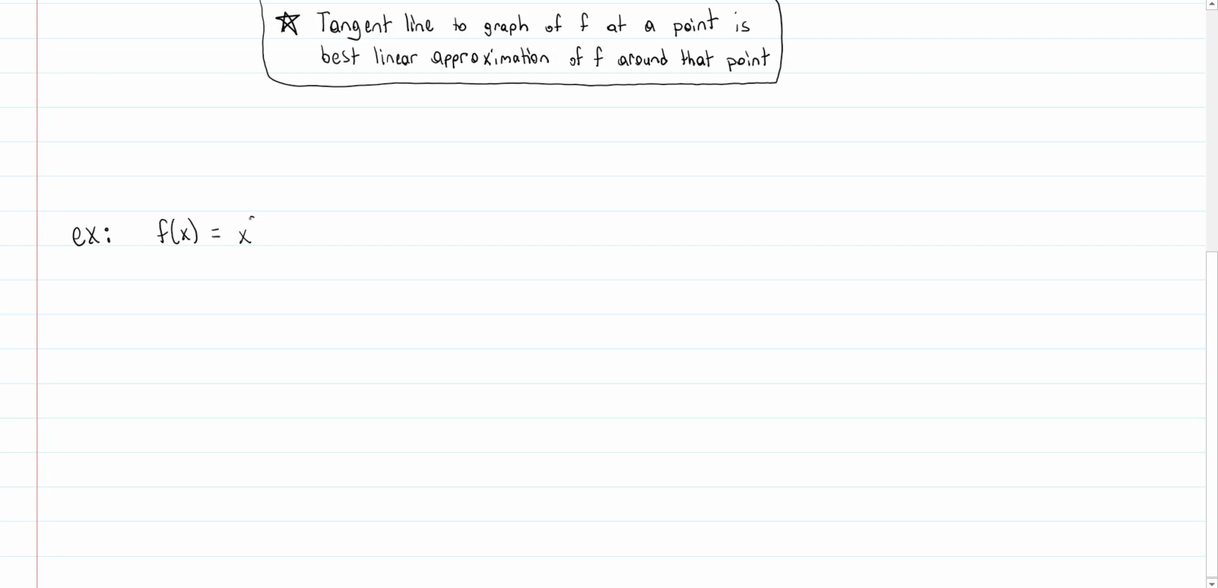Of course, we should start with the parabola, f of x equals x squared. We've been making heavy use of this guy in our previous videos. What we saw in the last video is that at this point (1, 1), we actually already calculated the slope of the parabola. We found that it was equal to 2.